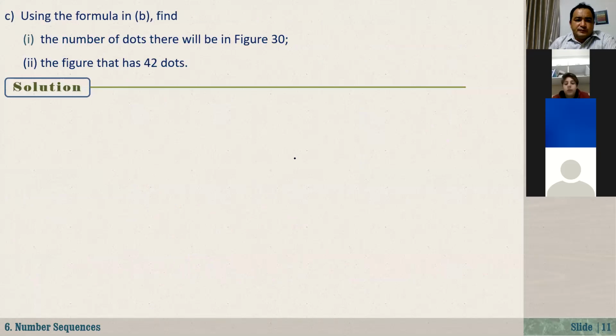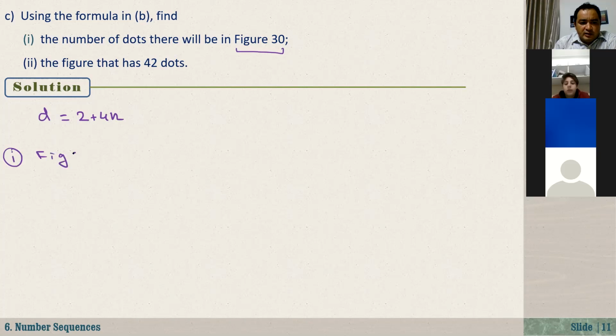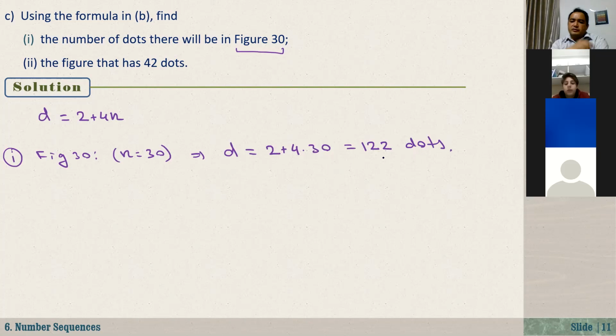And the next question, using the formula in B. What is our formula? Our formula is this, 2 plus 4 times n. Find the number of dots there will be in figure 30. So that means that in figure 30, how many dots will we have? That means that n is equal to 30. So in figure 30, we will have d equals 2 plus 4 times 30, which is equal to 122. There will be 122 dots in figure 30.